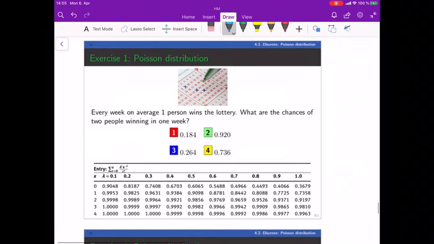Okay, let's try it out. And what we first want to find out is, every week on average one person wins the lottery.